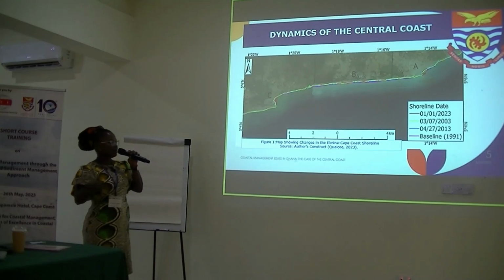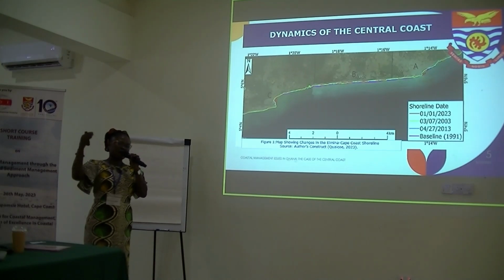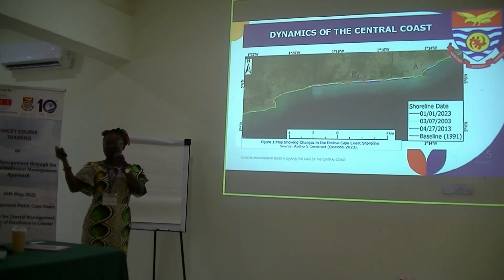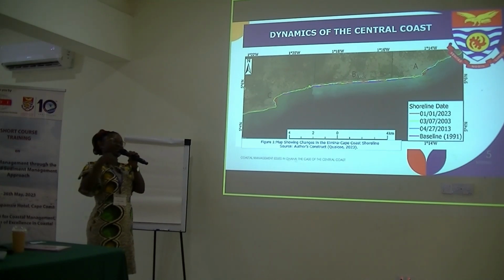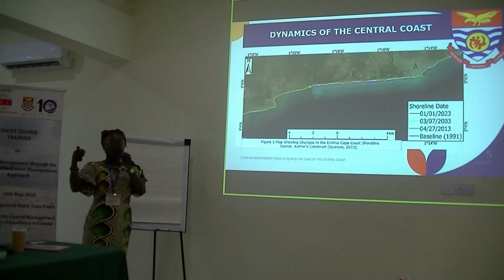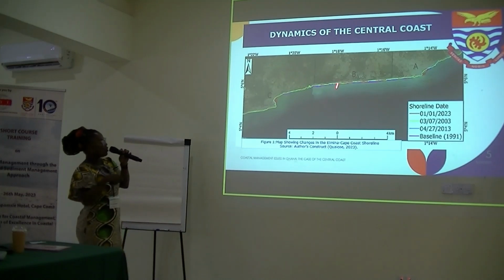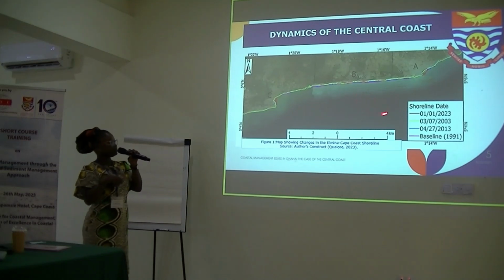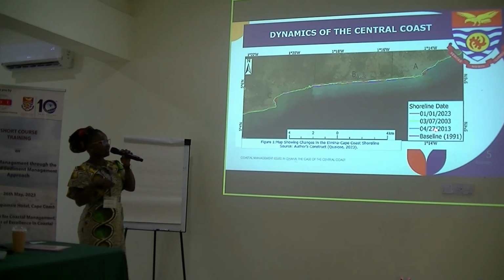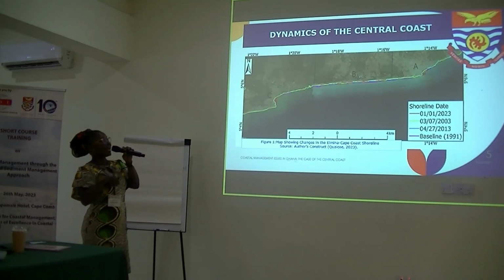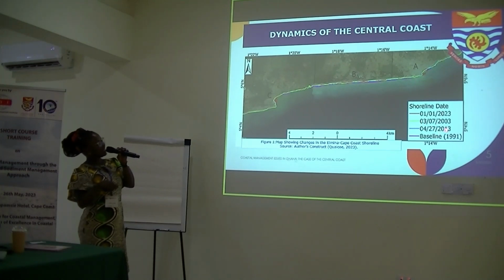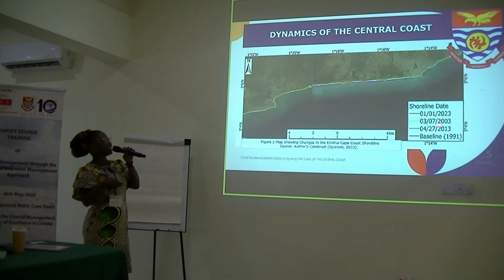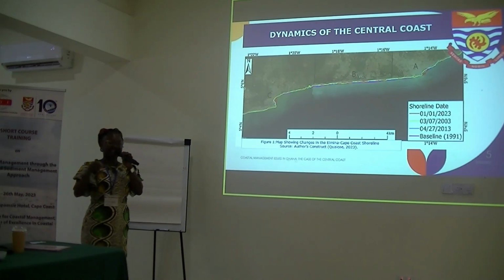And so, like my colleague mentioned earlier, when you look at these three divisions that we have along the Ghanaian coastline, the central coast is supposed to be relatively stable. But over the years, it has not been so stable. So we have a baseline of 1991, and we try to look at how it has changed. And we realize that from 1991, 2003, 2013, 2023, it has not really been that stable.